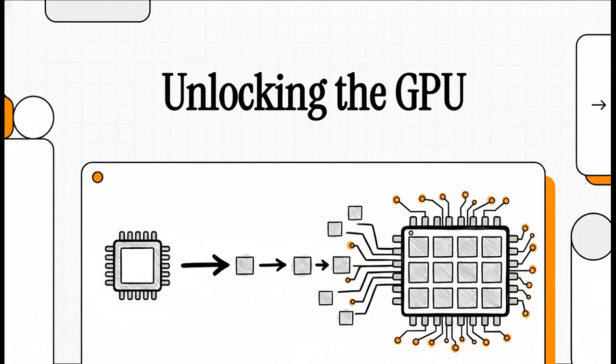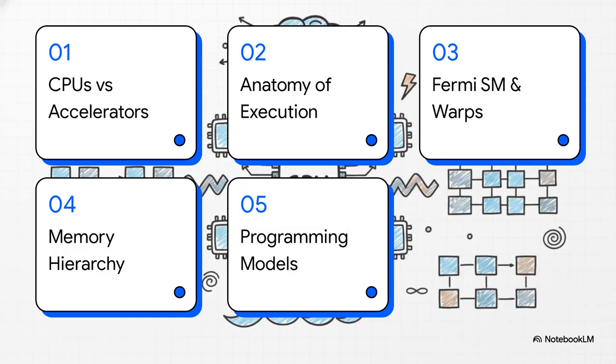Let's get into it. Here's our roadmap. We're going to start with the big picture of hardware trade-offs, then check out the anatomy of execution. From there, we'll zoom all the way down into the Fermi streaming multiprocessor and warps, explore the memory hierarchy that feeds the whole system, and wrap up with the programming models we use to control it.